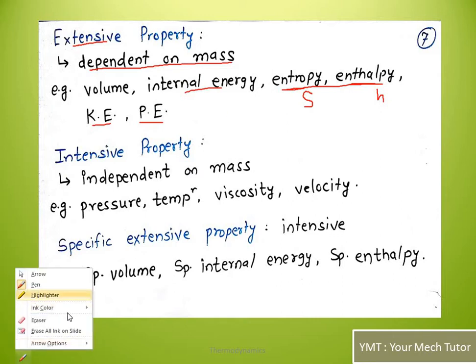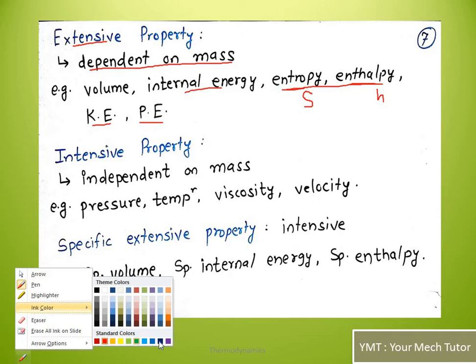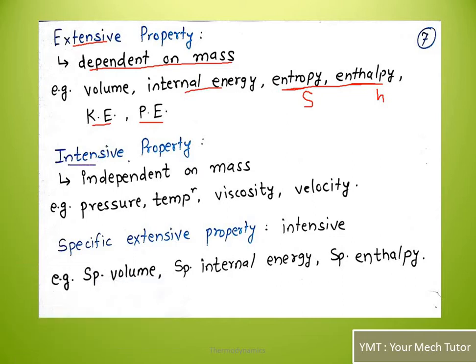Now second, what is an intensive property? Intensive property means, see, this is I, so these are independent of the mass of the system. This is one clue to remember the definition. So intensive means independent of the mass of the system. For example, pressure, temperature, viscosity, velocity, acceleration, these are all intensive properties which are independent of mass.